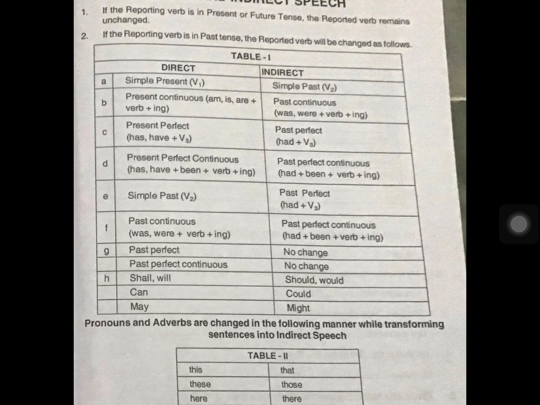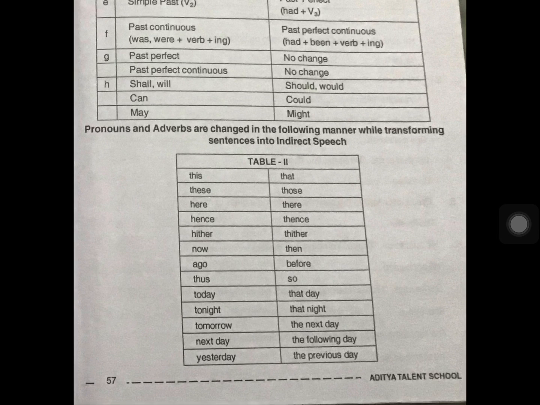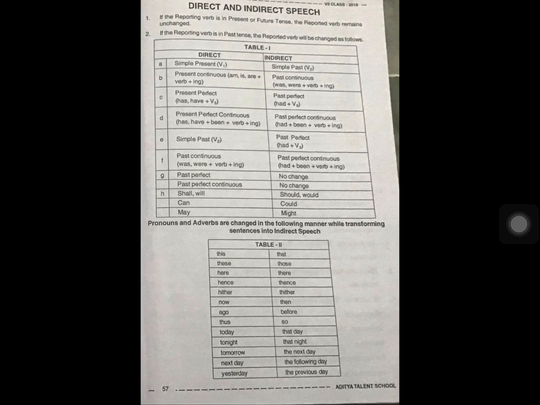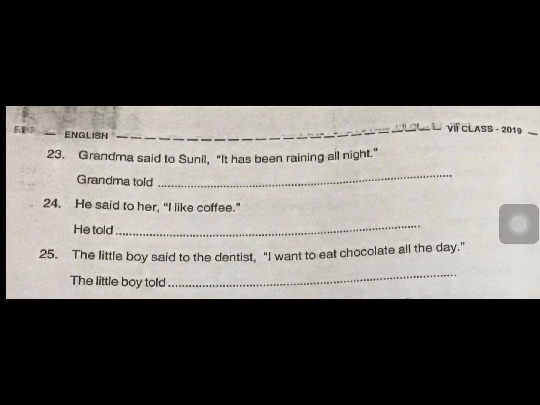We have gone through examples also, children, tense wise. Past perfect continuous no change. Shall, will to should, would, can, could, may, might. Pronouns and adverbs are changed in the following manner while transforming sentences into indirect speech. Here also they have given you questions related to direct and indirect speech. That also has to be completed by you.